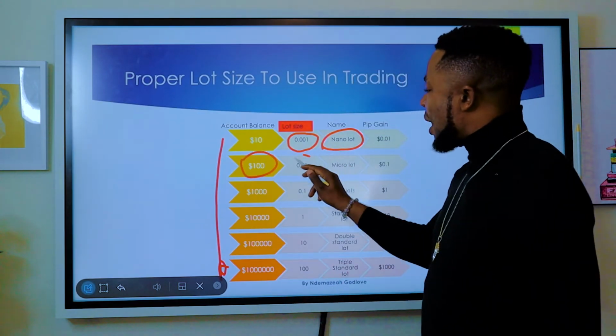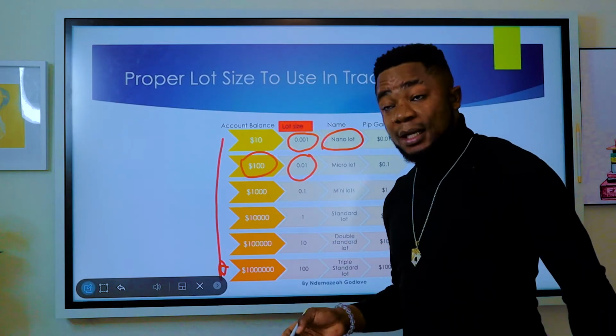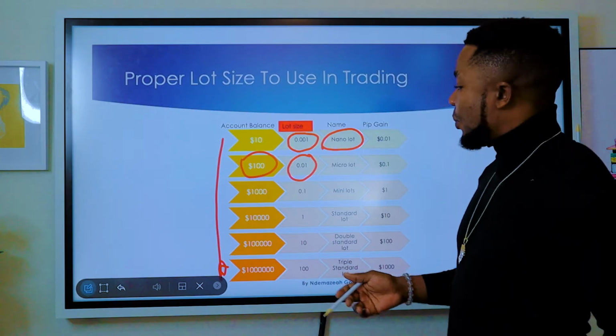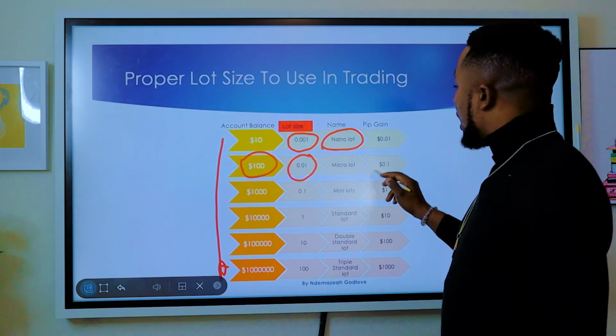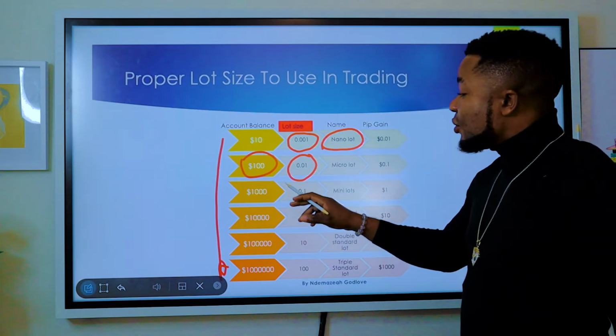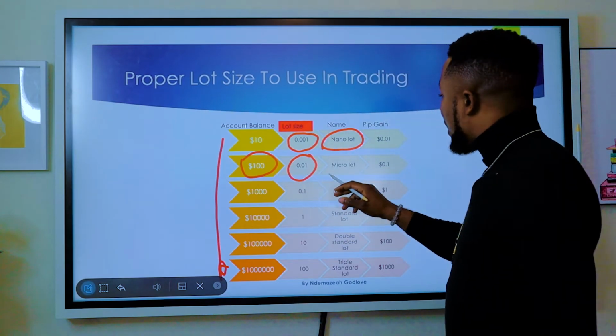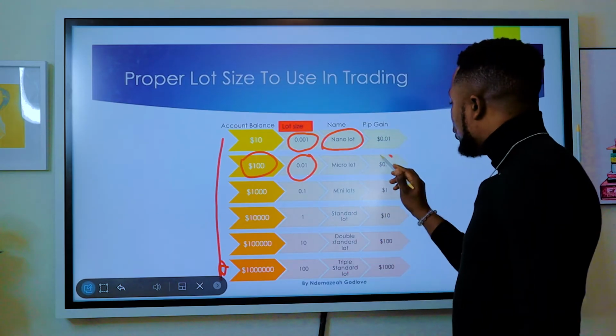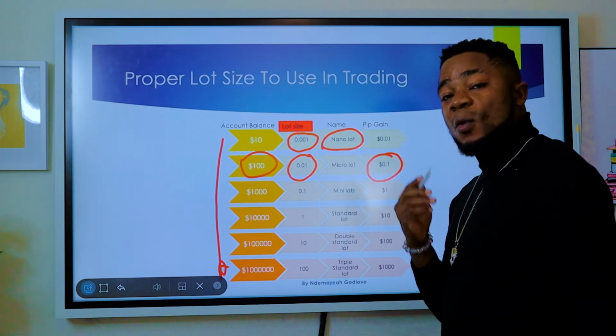The lot size you can use is 0.01. That's the micro lot. It makes sense. All right, it makes sense at that particular point in time. Let's go now to the pip gain. If you are using a micro lot and you make one pip gain, you make 1 cent. You make 1 cent of profit.